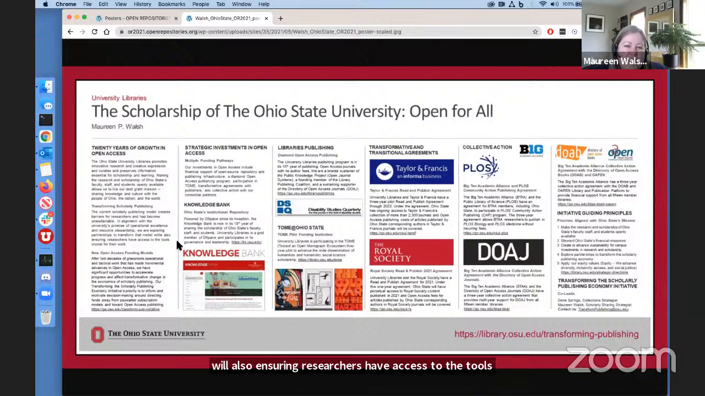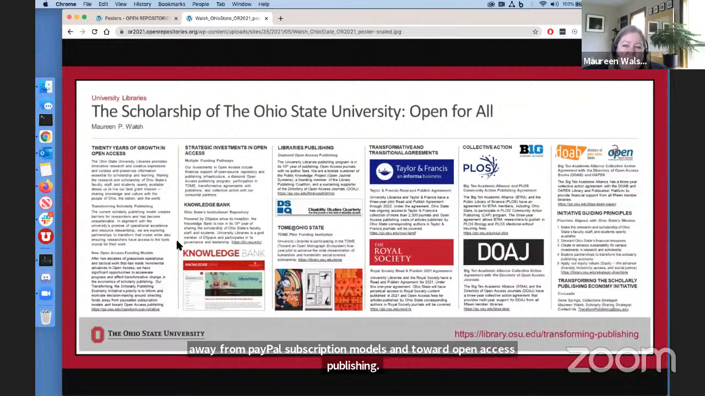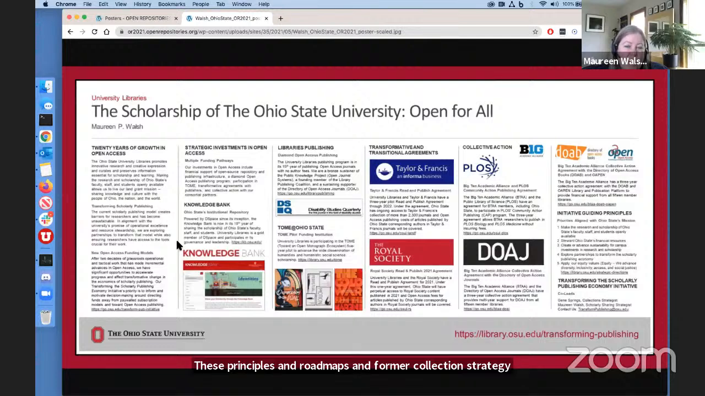Under our Transforming the Scholarly Publishing Economy initiative, we have created a plan and a set of priorities to inform and motivate decision-making around directing funds away from paywall subscription models and toward open access publishing. These principles and roadmaps inform our collection strategy, while we also work to apply our equity values of advancing diversity, inclusivity, access, and social justice to scholarly collection building.